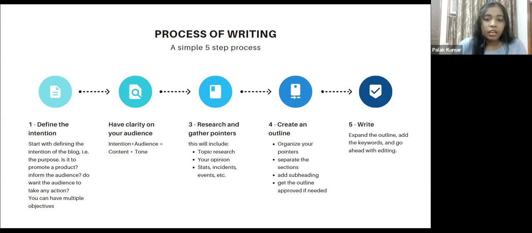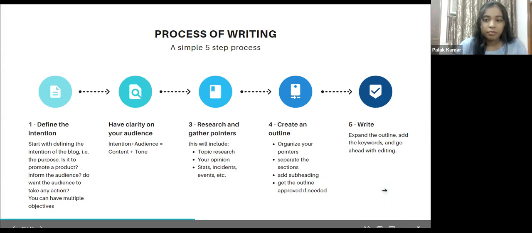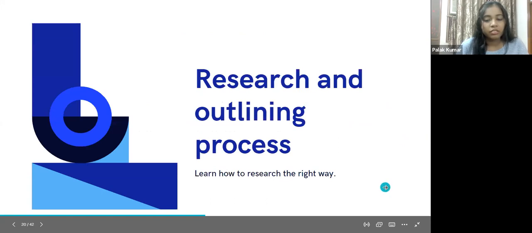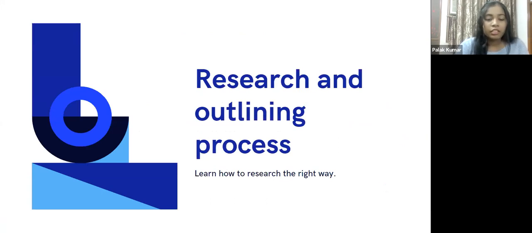In this step, you can also find some keywords and add them to your blog. The last step is you just have to expand on the outline and write it into sentences, and you can also add your keywords after that. Now, next we discuss the research and outlining process in detail. And next slide.